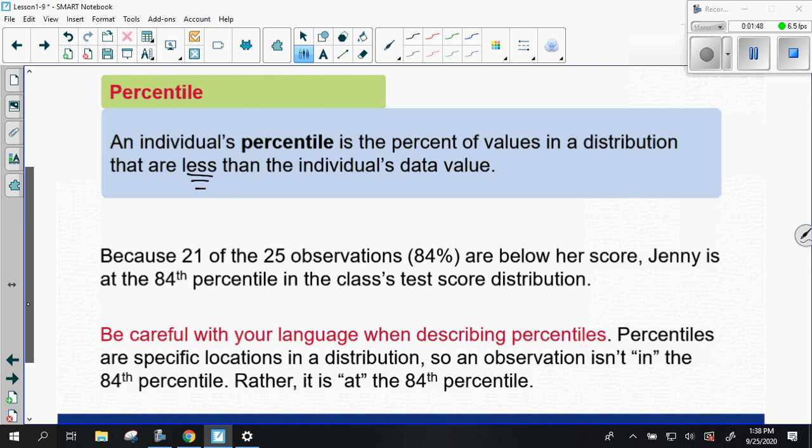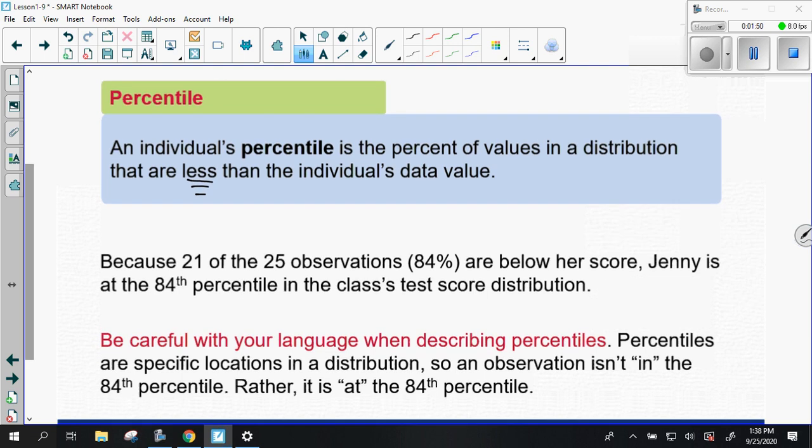So it turns out that with Jenny's, back on the other page, we counted 21 out of the 25 observations that were below. And so how did we find this 84%? We said 24 divided, my bad, 21 divided by 25. And that's going to give us the 85%.